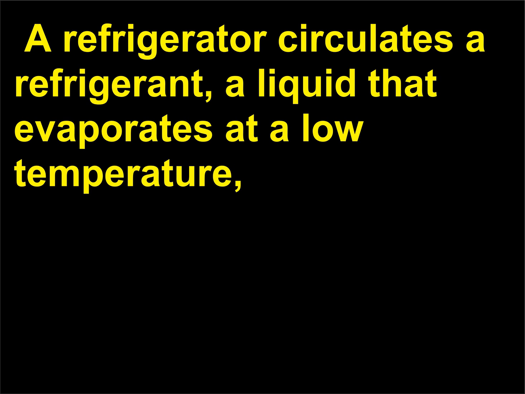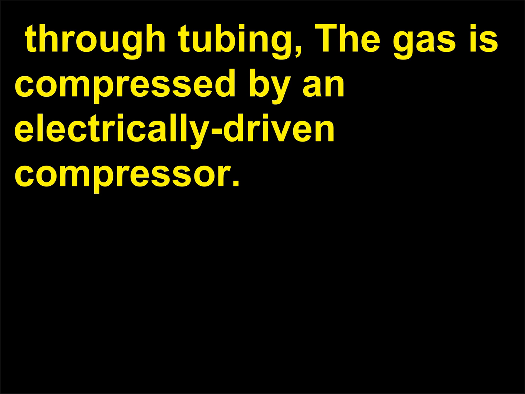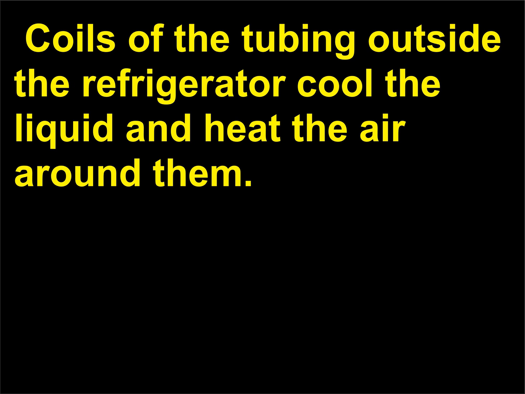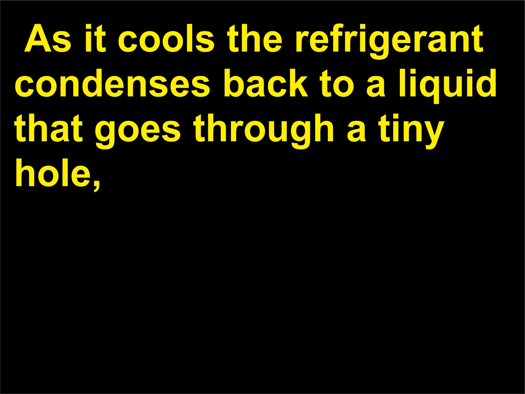A refrigerator circulates a refrigerant, a liquid that evaporates at a low temperature. Through tubing, the gas is compressed by an electrically driven compressor. The pressure and temperature of the gas increase. Coils of the tubing outside the refrigerator cool the gas and heat the air around them. As it cools, the refrigerant condenses back to a liquid that goes through a tiny hole called the expansion valve.